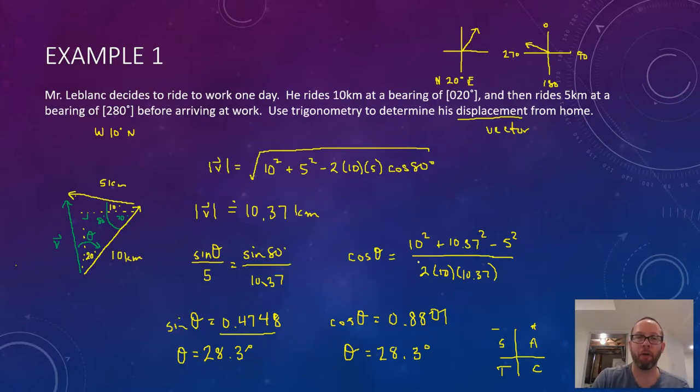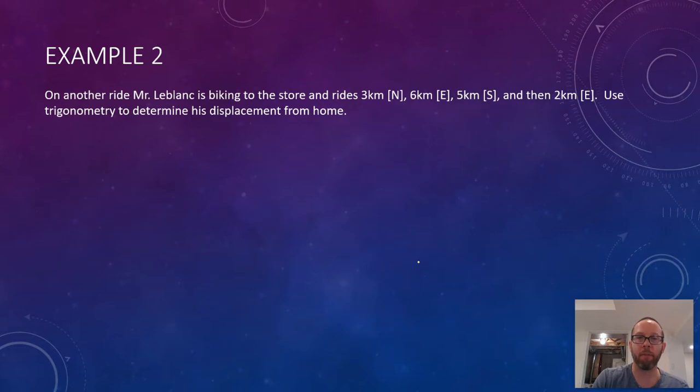Let's try another problem. In this example, we have several legs of the journey: 3 kilometers north, 6 east, 5 south, 2 east. Normally with my class, I would draw a scale diagram here, but let's just draw what's going on.